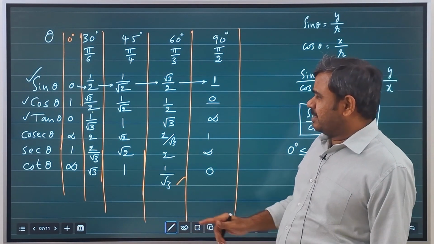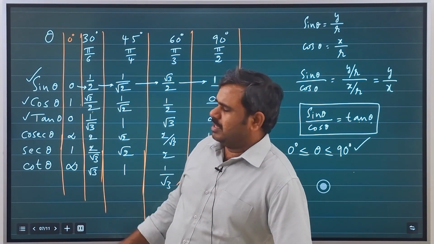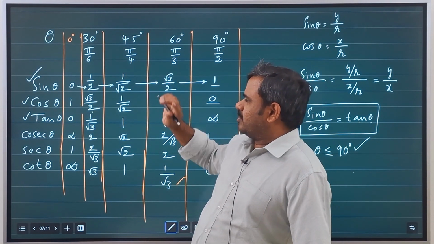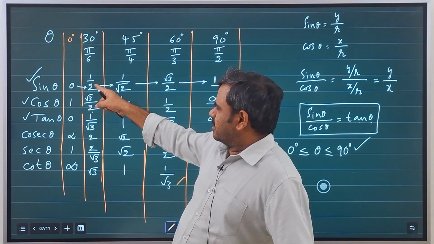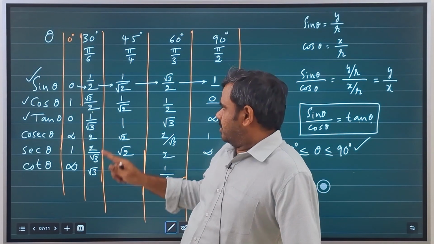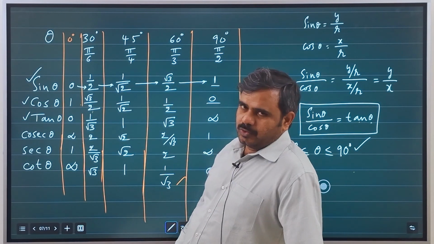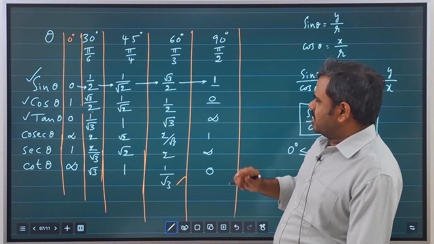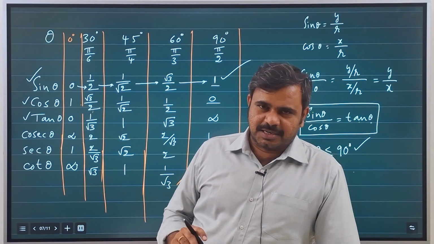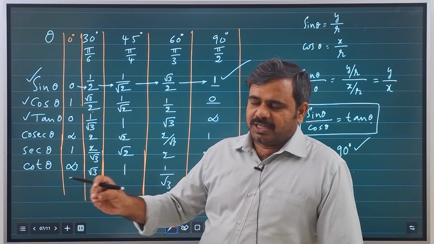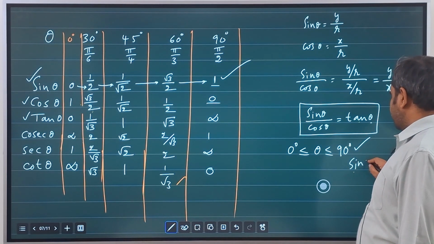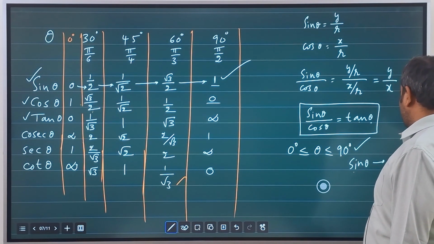As theta increases from 0 degrees to 30 degrees, sine theta increases from 0 to half. As theta increases from 30 degrees to 45 degrees, sine theta increases from half to 1 by root 2. When we increase the angle further to 60 degrees, sine theta value increases to root 3 by 2, and when you increase the angle to 90 degrees, sine theta value increases to 1. So between 0 degrees and 90 degrees, as the value of theta increases, sine theta also increases. Sine theta value increases from 0 to 1.